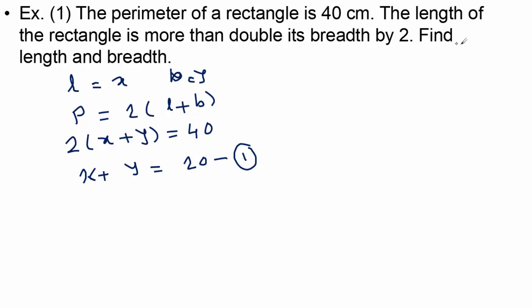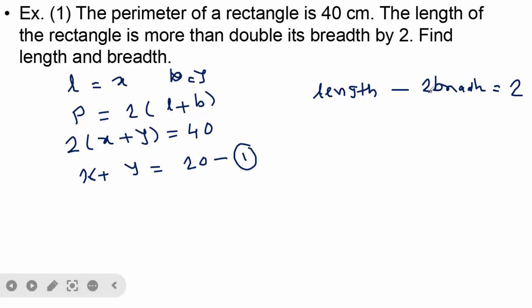For the second equation we shall use the condition: length is greater than double the breadth by 2. Length minus double the breadth is 2. Length is x, breadth is y, so x minus 2y is equal to 2. This is the second equation.